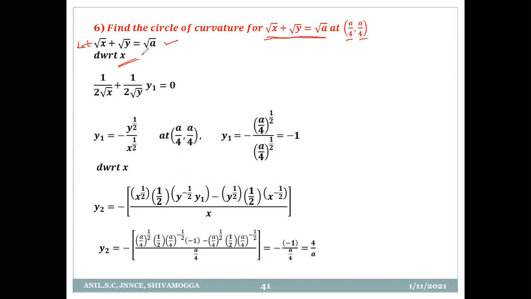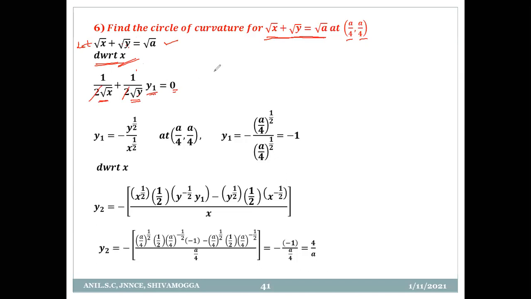Now differentiate both sides with respect to x. Derivative of root x is 1 by 2 root x plus derivative of root y is 1 by 2 root y into derivative of y, which is y1. Use chain rule. This is equal to derivative of root a. Root a is a constant, so its derivative must be 0. Here 1 by 2 is common in both the terms, so divide the equation throughout by 1 by 2.